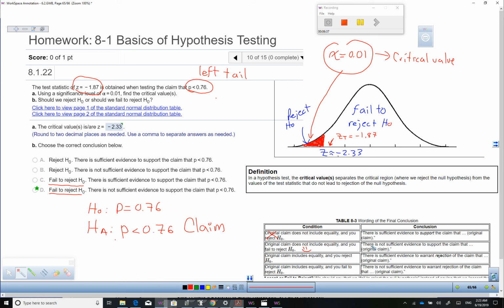Okay, so that's how you write the conclusion. There is not sufficient evidence to support the claim that p is less than 0.76. Okay, so it is this option right here. No, I'm sorry, the option right here. There is not sufficient evidence to support the claim that the population proportion is less than 0.76. Okay, so that's how you do this problem.